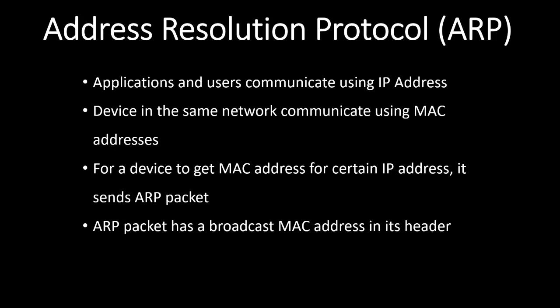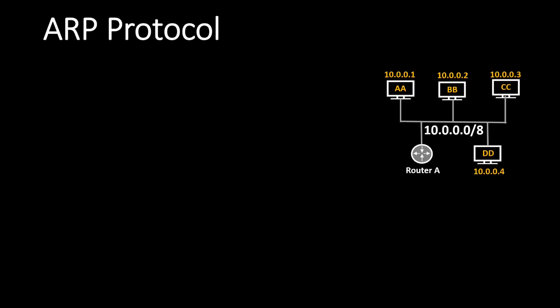An ARP packet has a broadcast MAC address in its header, which is all F in hexadecimal, or all ones in binary. To understand ARP more, let's take an example. Let's assume we have this network here, which is 10.0.0.0/8. Devices in this network are all in the same subnet, so they are 10.0.0.1, 2, 3, and 4 for different hosts. The MAC address for each device ends with the two letters represented here. So the MAC address for this device ends with AA, this device ends with BB, this device ends with CC, and this device ends with DD.